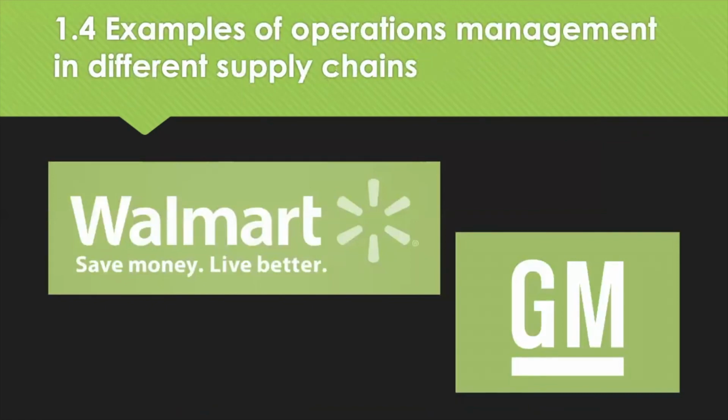So here are some examples of operation management in different supply chains. So we'll start with Walmart. Their operation management covers a variety of approaches that focus on managing the supply chain and inventory, as well as sales performance. The company's success is partly based on effective performance in operation management.